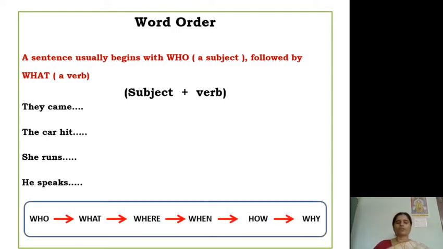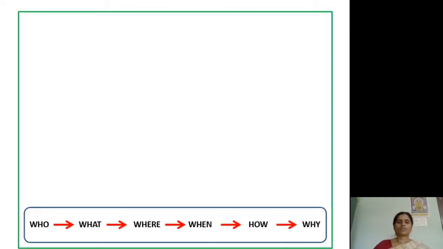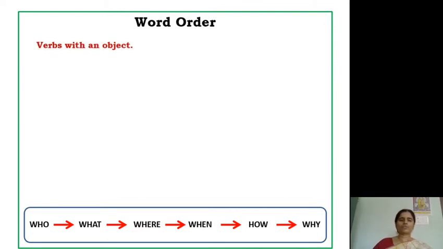Now the order of the words would be like this. That means it starts with a subject and it is followed by a verb. And sometimes after the verb, we get one more element, that is the object. Let us see with an example. So, immediately after the verb, sometimes an object follows. That means if we get a verb with an object, what is the order that we have to follow in a sentence?